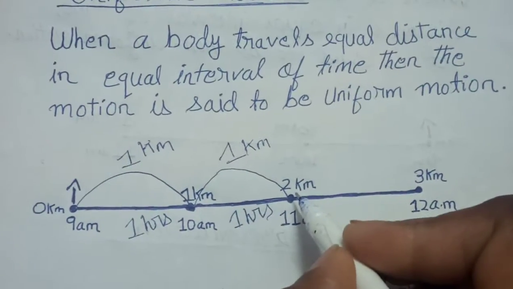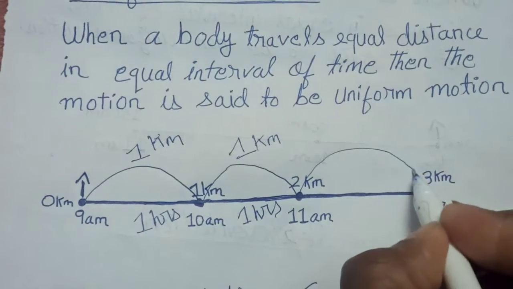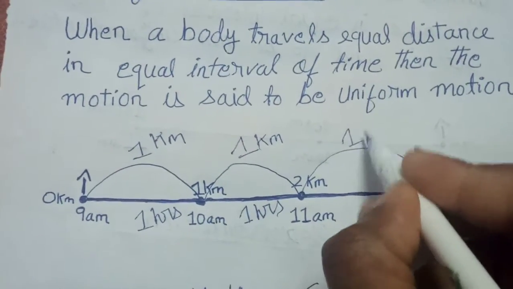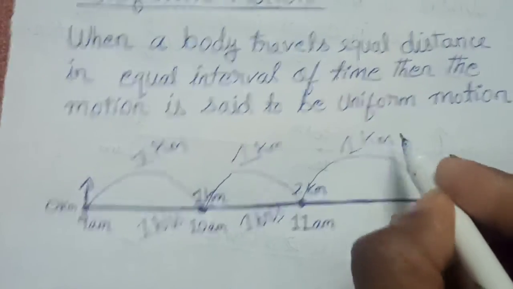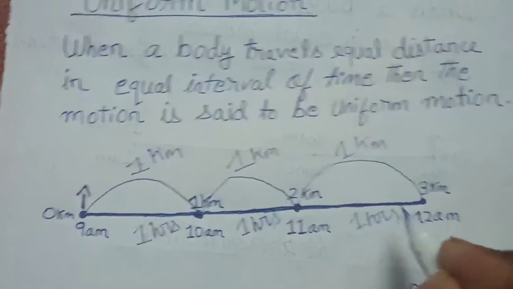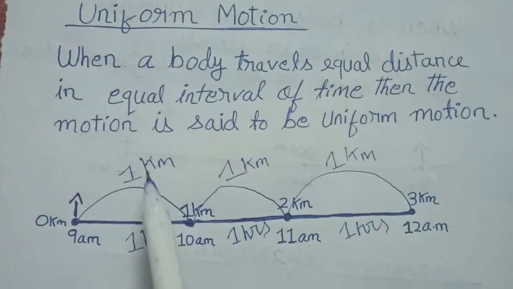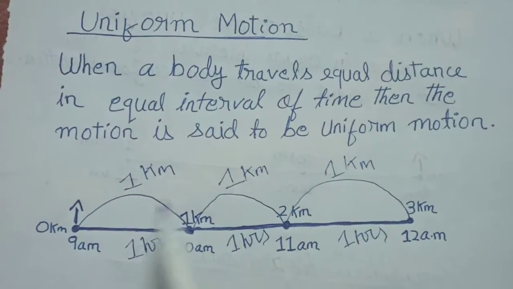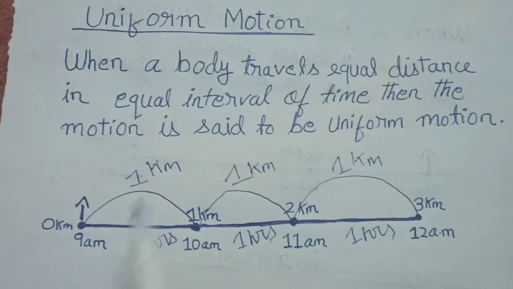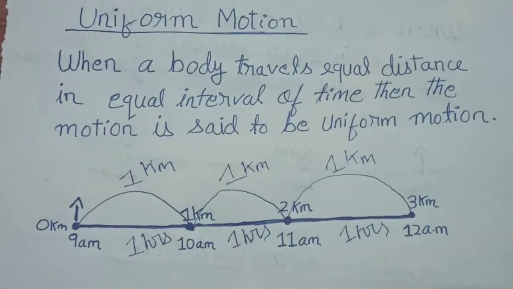Similarly, that body travels from 2 to 3 kilometer. The distance covered here is 3 minus 2, which is 1 kilometer, and the time taken is 1 hour. Clearly you can see that it covers equal distance, 1 kilometer, 1 kilometer, 1 kilometer, in equal intervals of time, 1 hour, 1 hour, 1 hour. So this type of motion is known as uniform motion.